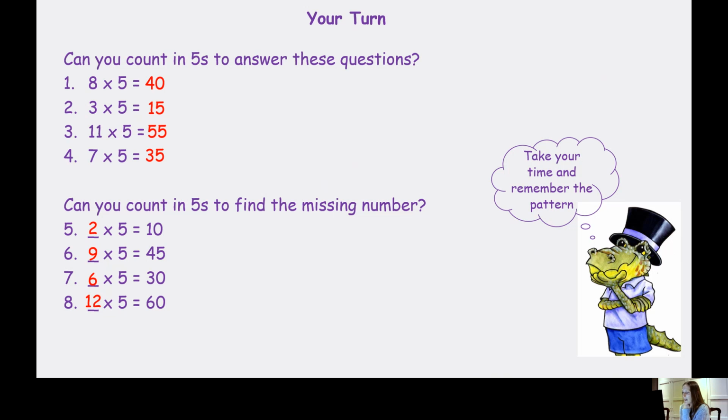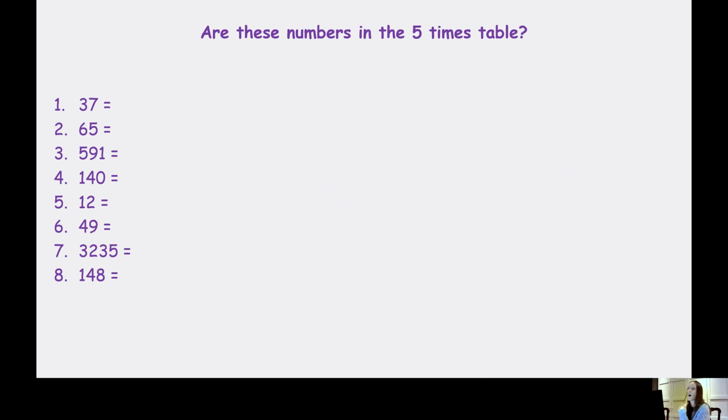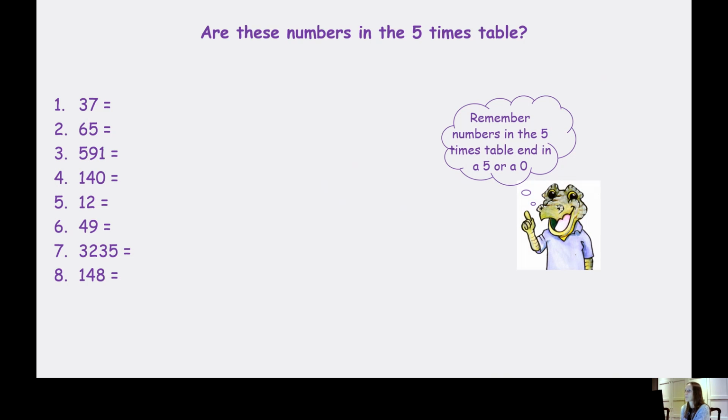Okay, so I've got another little challenge for you. And I want to know, are the numbers that I've put here on the screen in the 5 times table? And you probably don't need a reminder of this, but just in case, let's remember that the numbers in the 5 times table always end in a 5 or a 0. So all we have to look at when we're looking to see if a number is in the 5 times table is that end number. Okay, so if you pause the video now, have a go, and then we'll look at the answers in a moment.